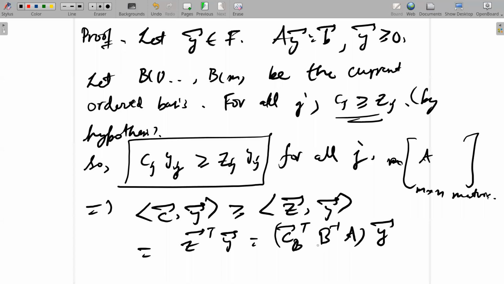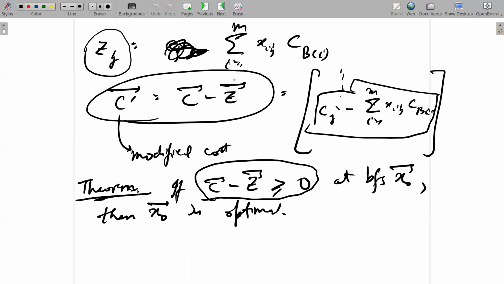Okay, so why is this true? Look at the expression for Z. Z is nothing but the sum over i of Xij times CBi. So if I move the CBi to the left, you just think of this as CBi times Xij. So this is nothing but CB vec transpose, the row vector CB1, CB2, up to CBM, multiplied with the jth column of the matrix X.